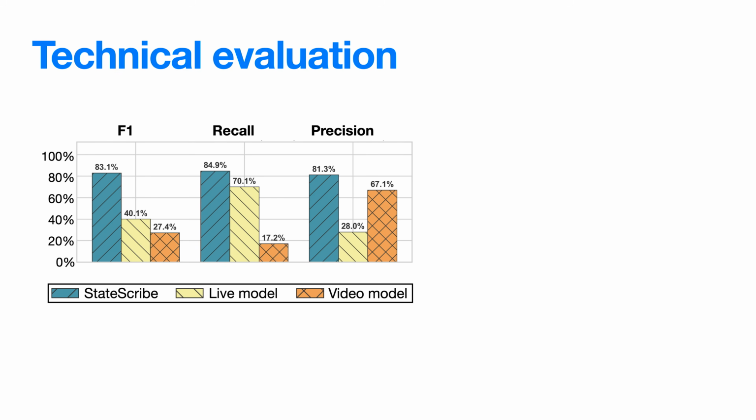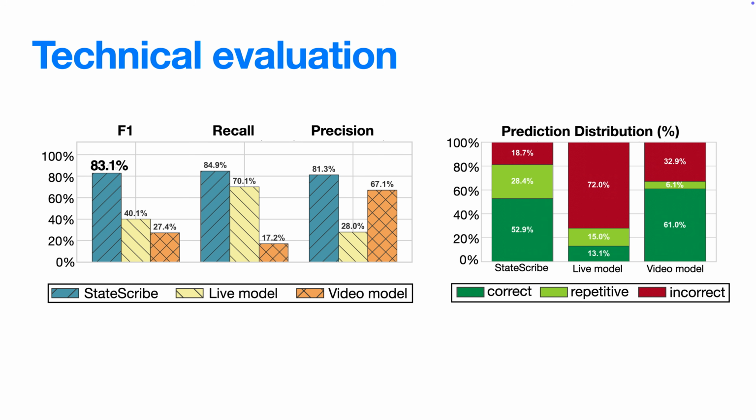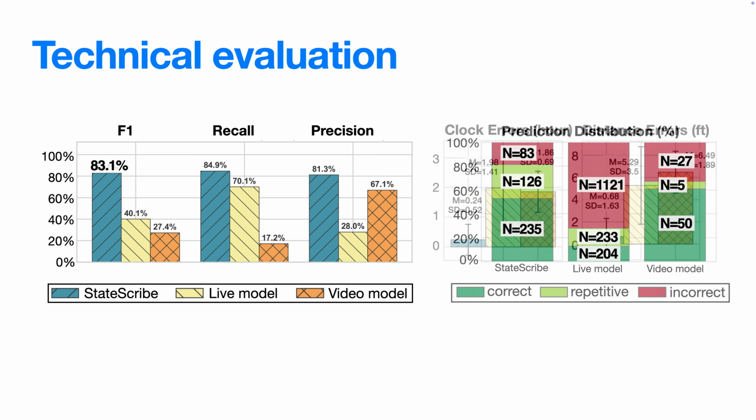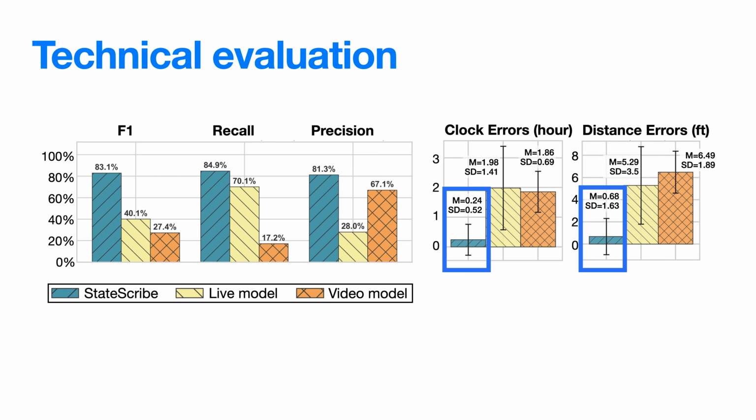We found that StateScribe outperformed both baselines in change detection. It achieved an F1 score of 83.1%, substantially higher than the live model and the offline video model. When examining the prediction distribution across models, StateScribe achieved the highest accuracy while generating much less repetitive change detections. This trend also extended to spatial accuracy, with StateScribe showing lower clock direction and distance estimation errors.